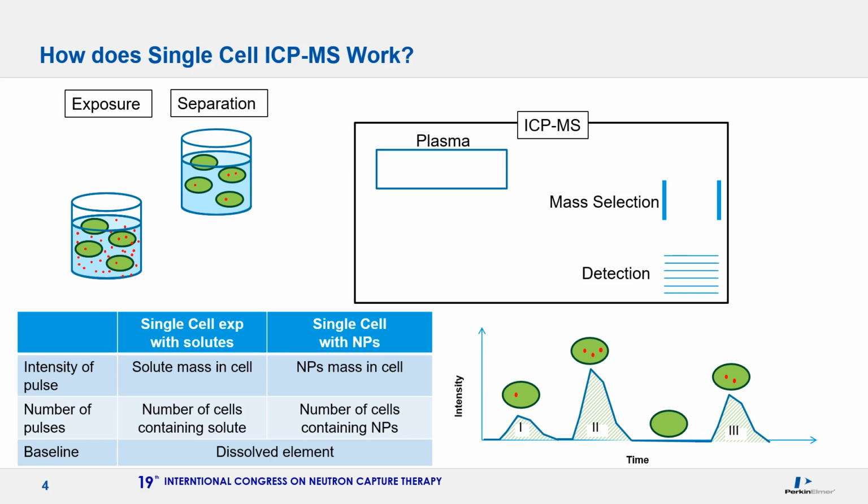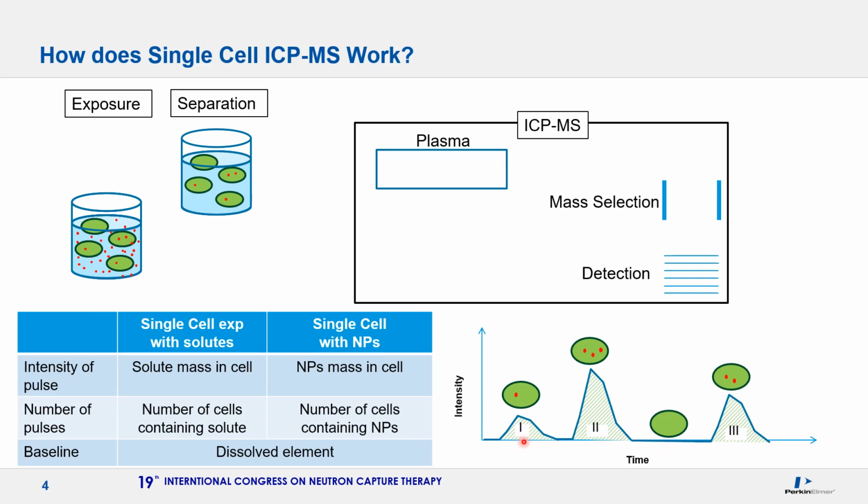If any particle or cell does not contain any small molecular drug or particle, then we actually don't see a peak. That's the case for this item here. We have a cell which comes into the plasma, does not have the target element incorporated, and therefore it's just a flat baseline at that point.